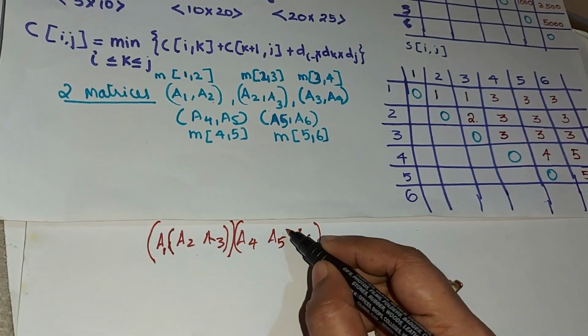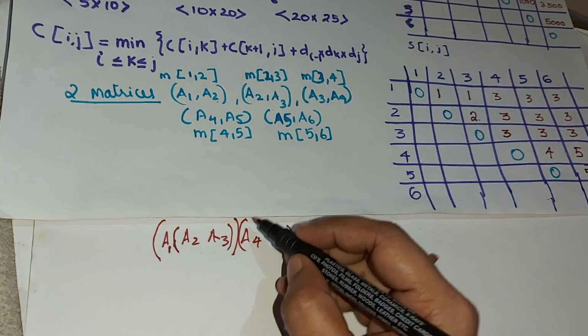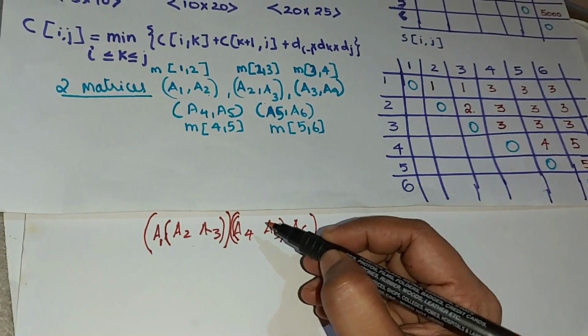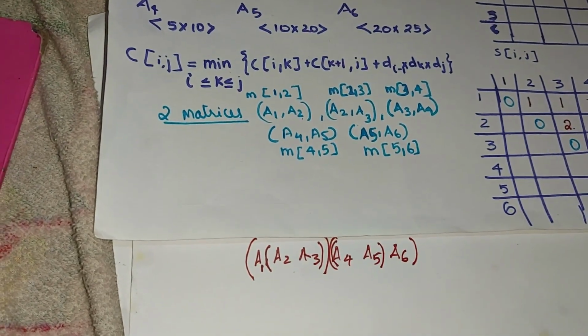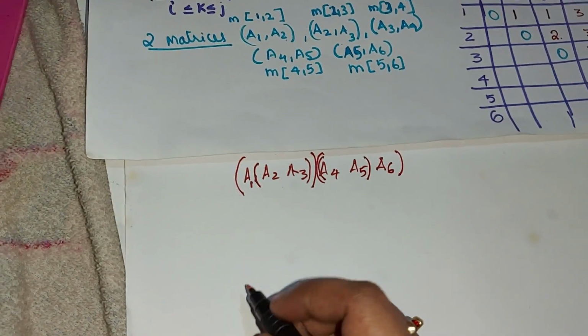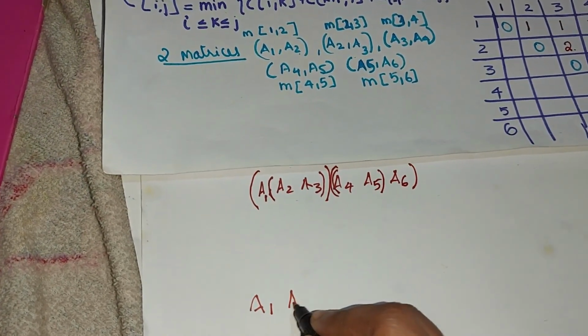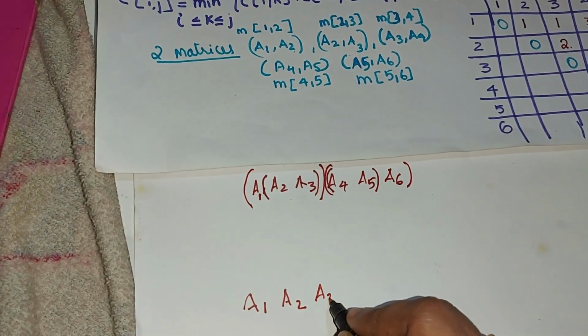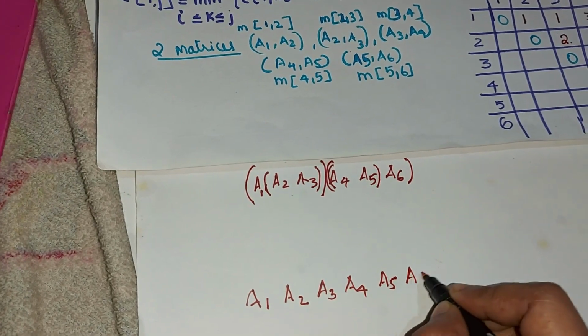So you have to show the parenthesis over here. So that means these two are together. Now we have to draw the tree for this. For that you have to write A1, A2, A3, A4, A5, A6.